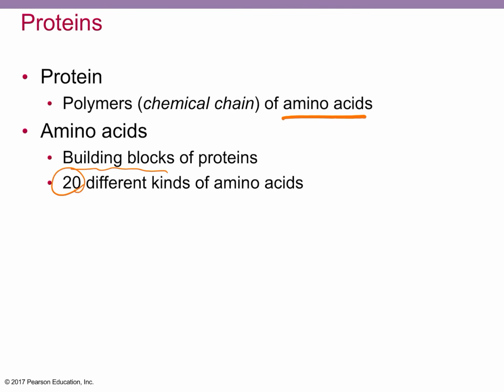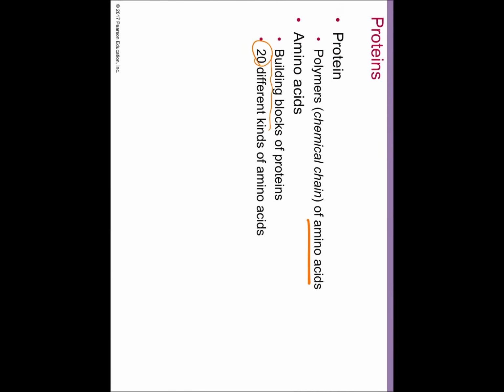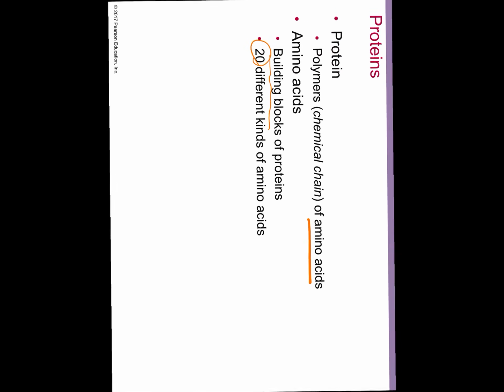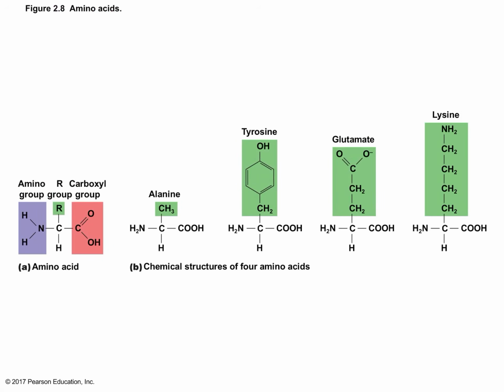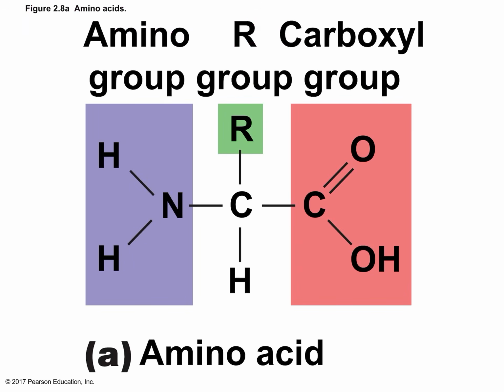So I like to think of this as the alphabet, right? We have 26 letters of the alphabet, and we have lots of words we can make. And so the same is true for amino acids. There are 20 amino acids, and we can make thousands and thousands of different kinds of proteins. So I want to show you the amino acid structure real quick.